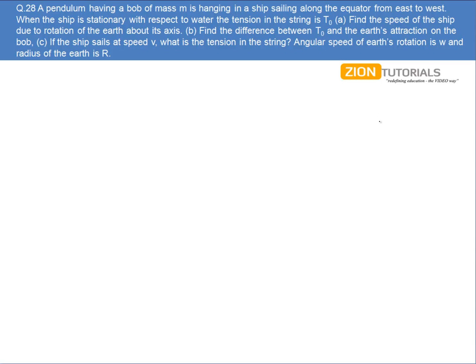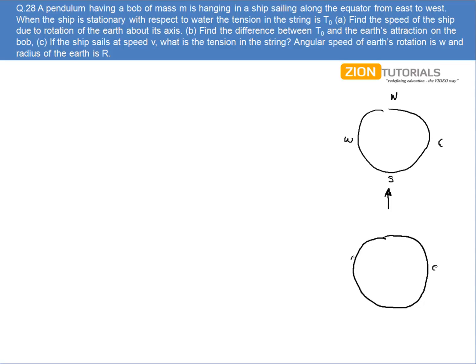Fine. Now first of all, let's say this is my earth. Try to be a bit imaginary while drawing the sketch so that you can understand what actually is happening. This is my north, this is my south, let's say this is my west and east. Now I'll see from here, and now I'll make the diagram. So it will be something like this: this is my east and this is my west, and it is traveling like this over the surface. The ship is over here somewhere with a pendulum.